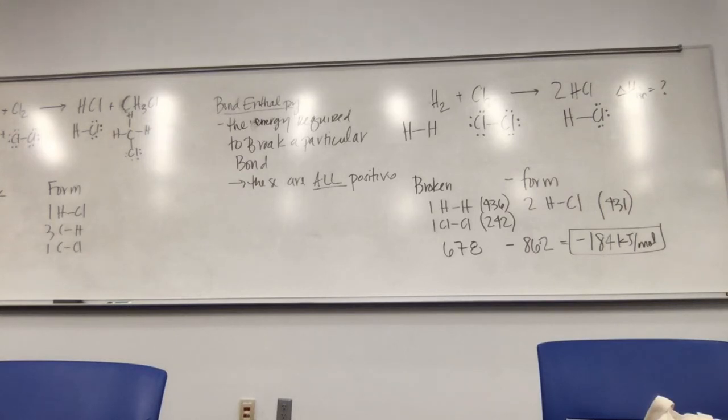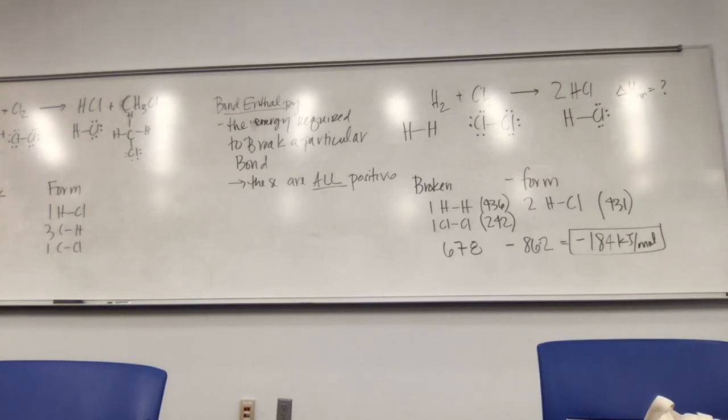It's kind of like back in chapter 5 if you did heats of formation. Sometimes the numbers were positive and sometimes it was negative. The reason it's not products minus reactants is because they're always positive. So whatever that number is, broken minus formed, whether it's negative or positive or zero, you report it as is.